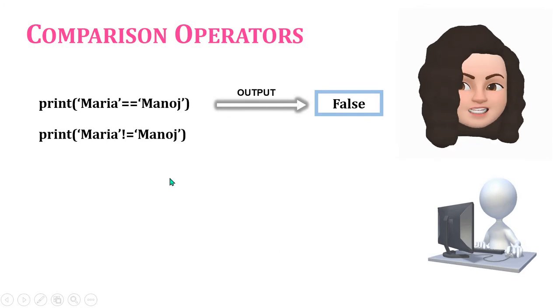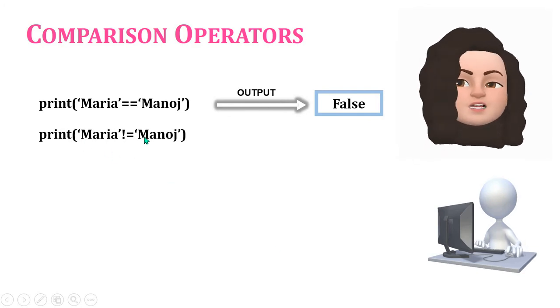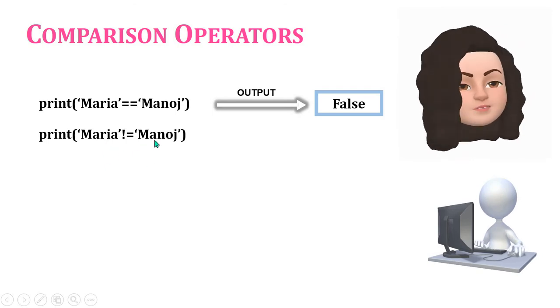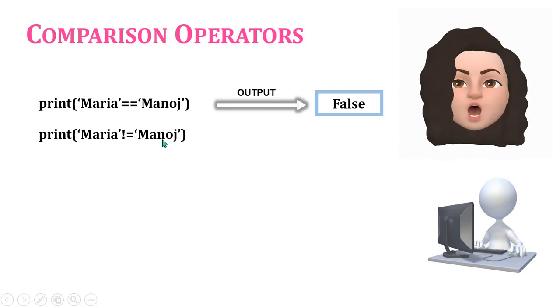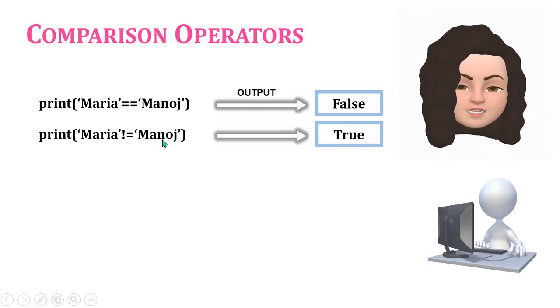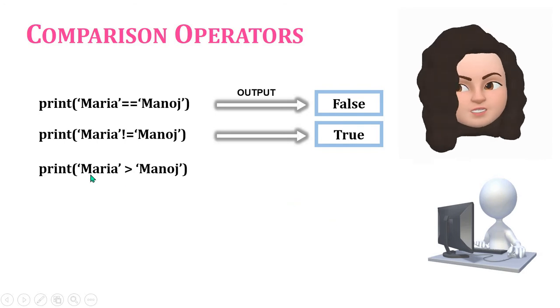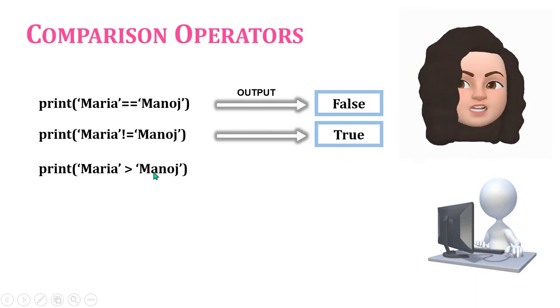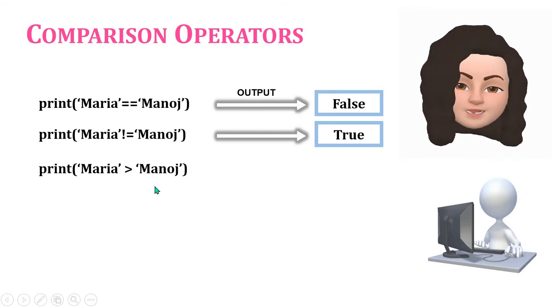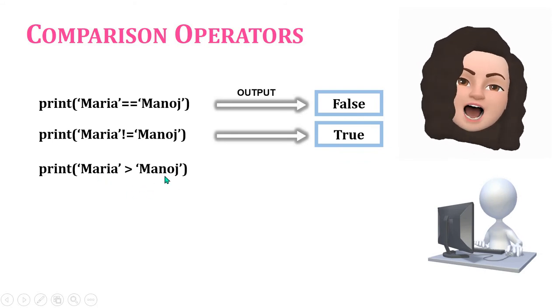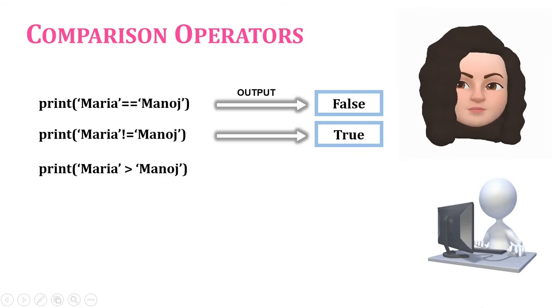Yes, it will compare the first letters of the two strings. Then it will compare the second letters of the two strings, Maria and Manoj, which is the same. Then the third letter of the two strings, it is not equal. When it is not equal, it will return the output as true. Now, is Maria greater than Manoj? First, you have to compare the first letter of the two strings, which is equal. Second letter of the two strings are also equal. Now, the third letter, r greater than n. Is r greater than n? Yes. Why? Because r comes after n only. Hence, the output is true.